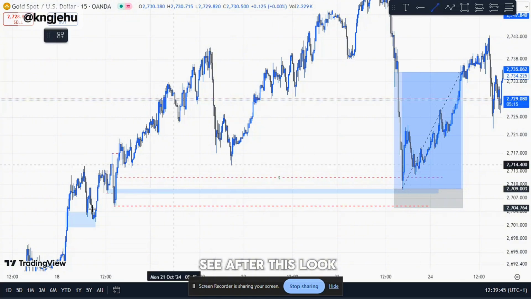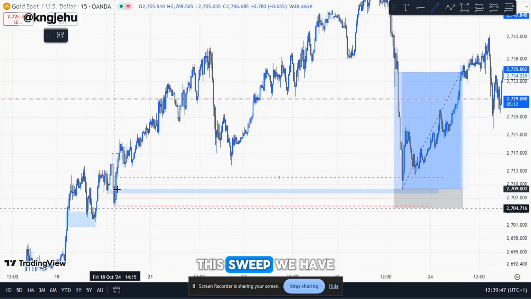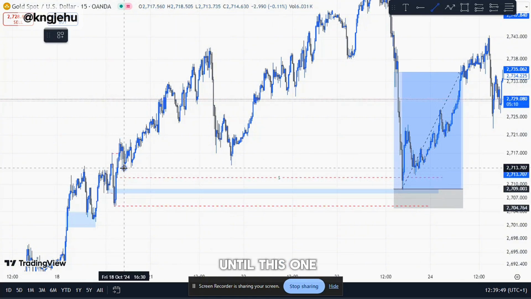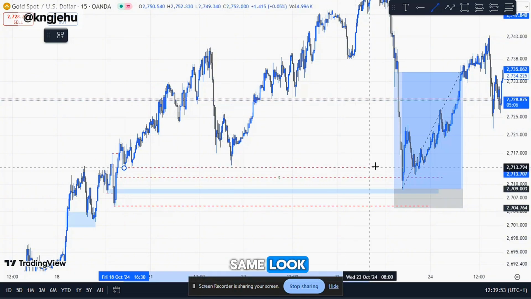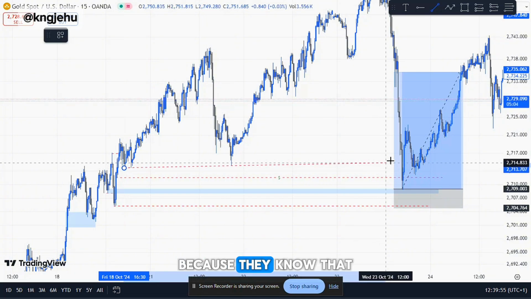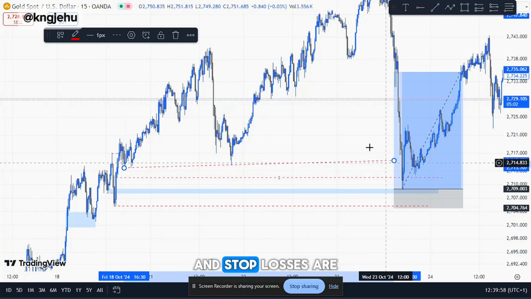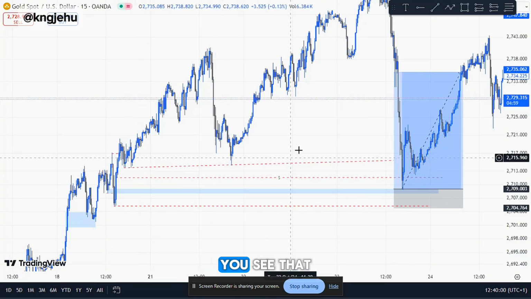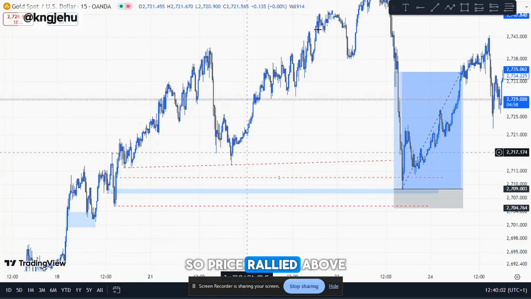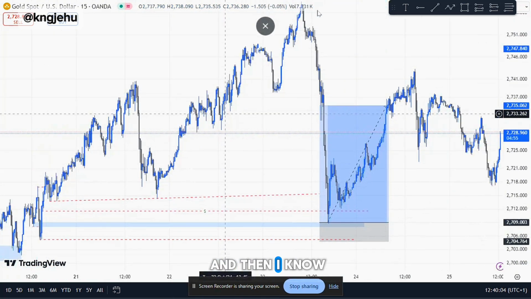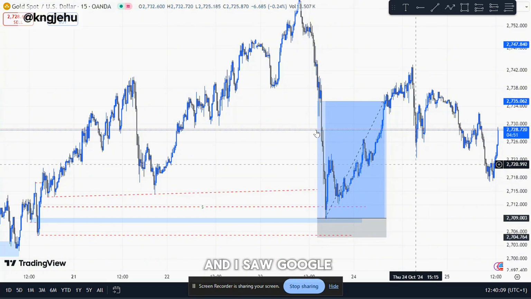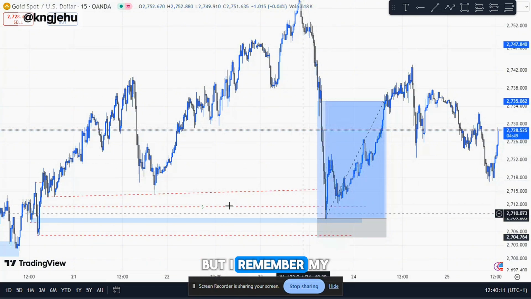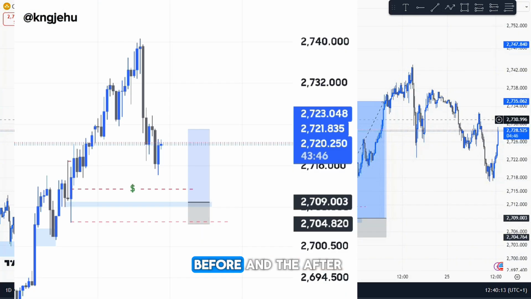Now, a lot of you might think, okay, yeah, this actually has structural liquidity for this video, because as you can see, after this sweep, we have not seen any serious low until this one. Price also came here and tapped on this same low, because they know that a lot of people's entries and stop losses are going to be around this point. You see that? So price rallied above, and then someone sent me a DM. I was like, gold is falling crazily. I was like, really? And I saw gold was falling, but I remember my entry was somewhere here. You can see this, the before and the after, but I wasn't scared.